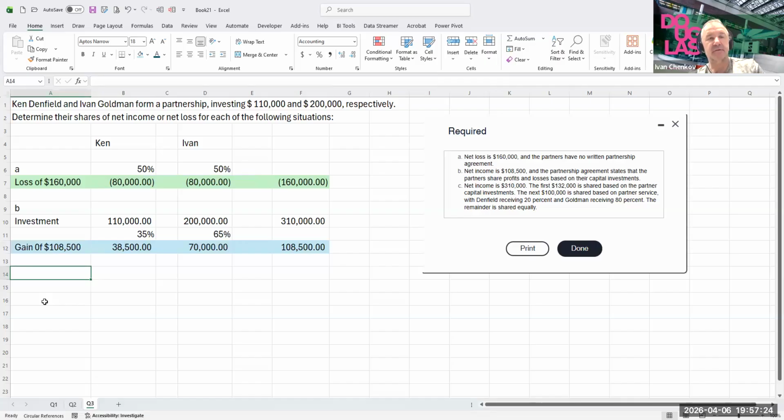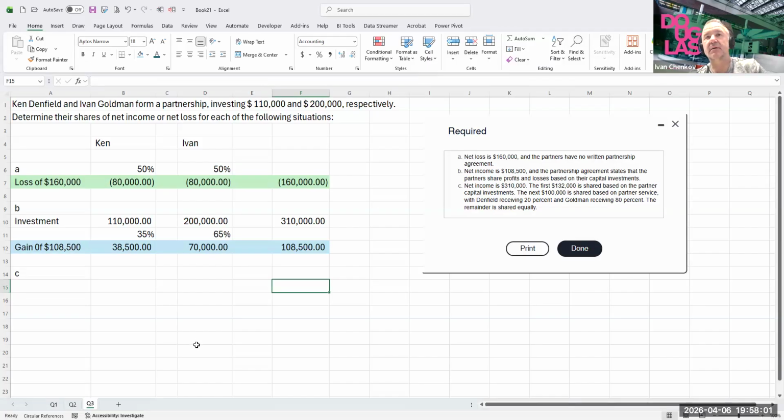And the second scenario, C: now the net income is 300,000. The first 132 is shared based on their partnership capital investment. The next 100,000 is shared based on the partnership service, with Ken receiving 20% and Ivan receiving 80%. The remaining is shared equally. So that will be interesting now. So let's do a different calculation here.